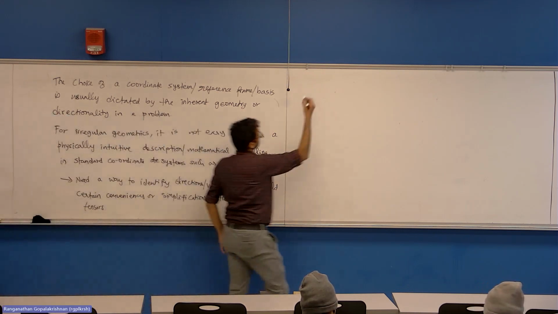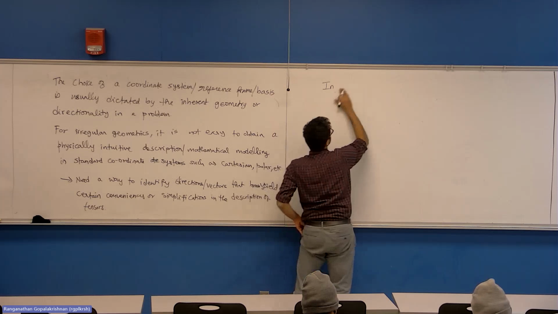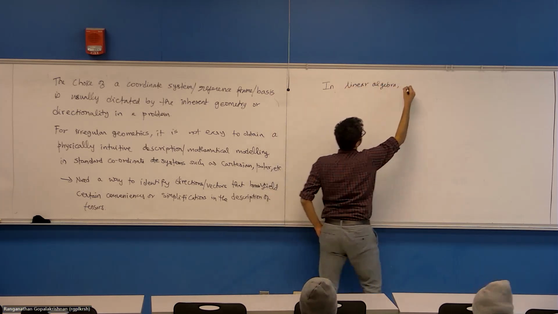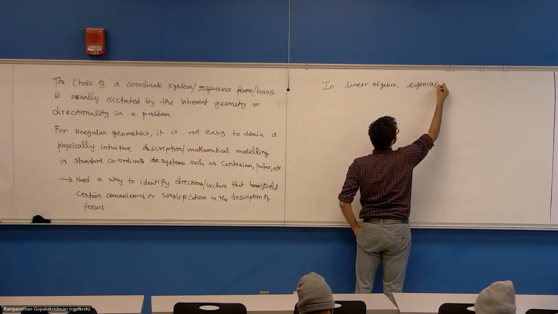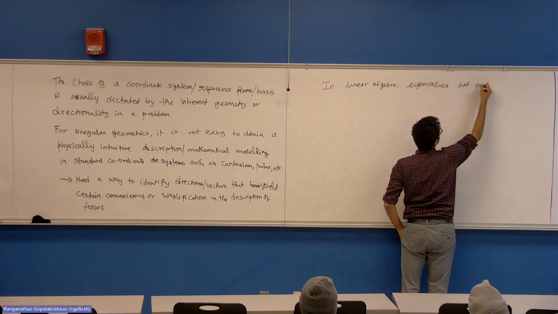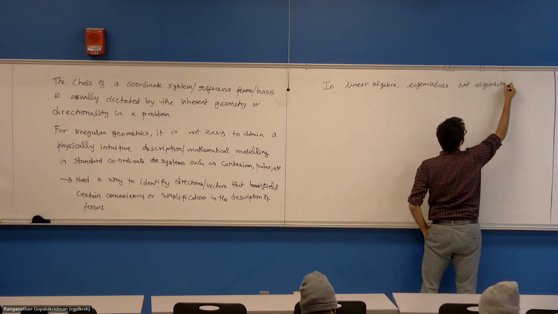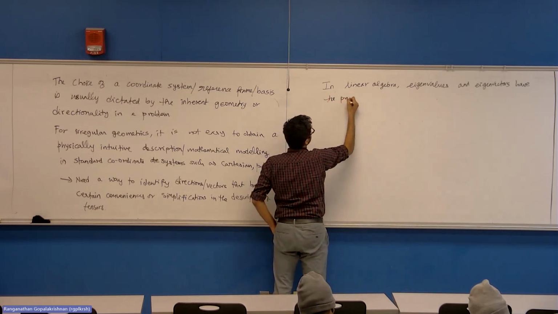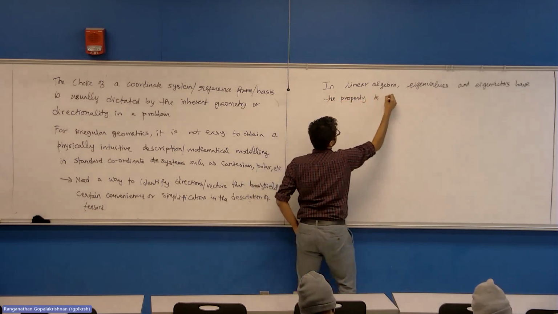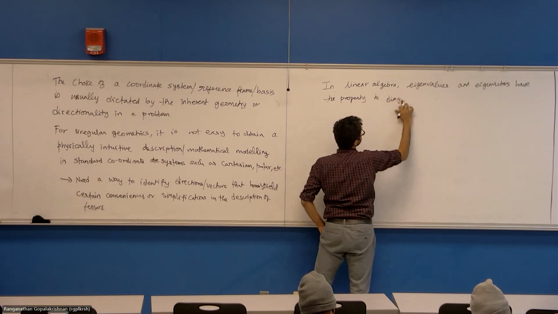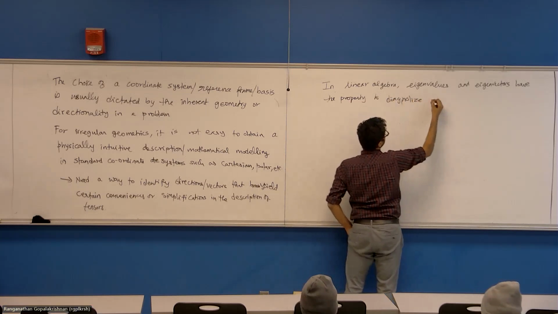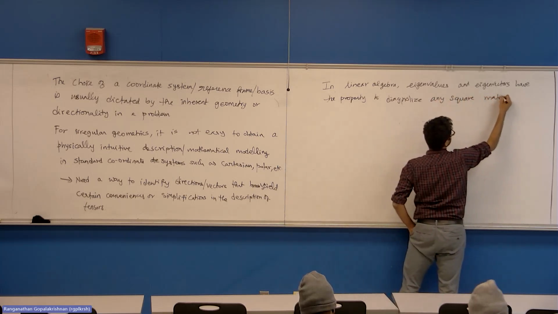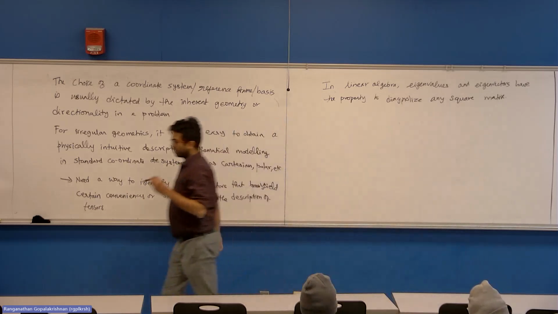All right. And some of this you already know, at least the mathematics part of it. In linear algebra, eigenvalues and eigenvectors have the property to diagonalize any square matrix. I'm sure this is not the first time you are hearing about this.